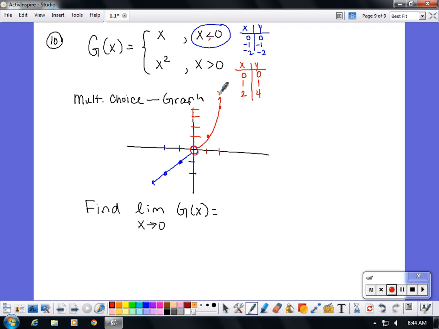So find the limit as x approaches 0. Looking at the graph of it, coming in from the left side, your y-coordinate is 0. Right side, your y-coordinate is 0. Even though there's not a colored in dot there, your overall limit is 0.